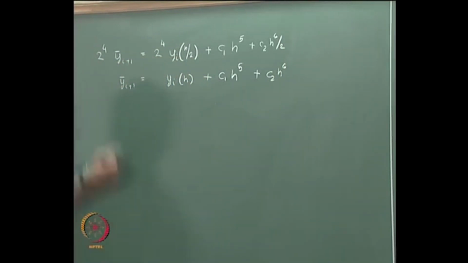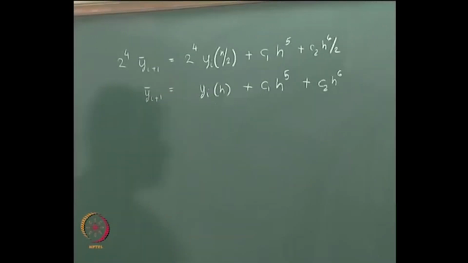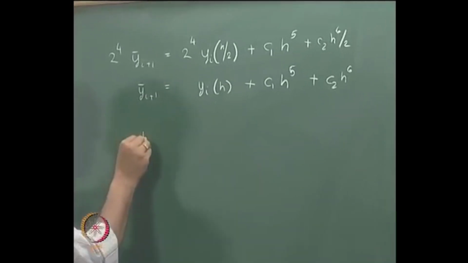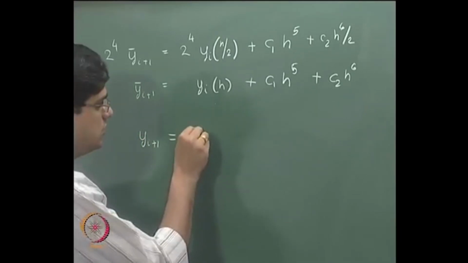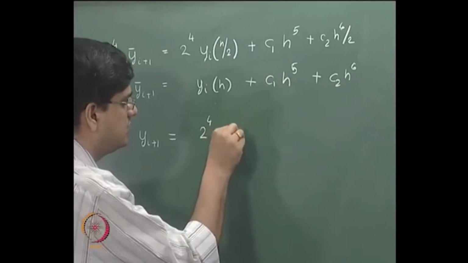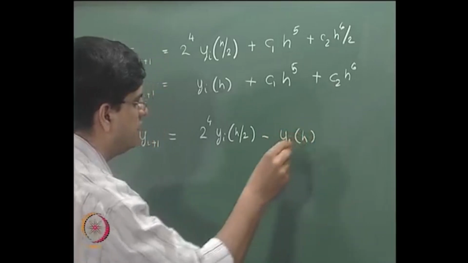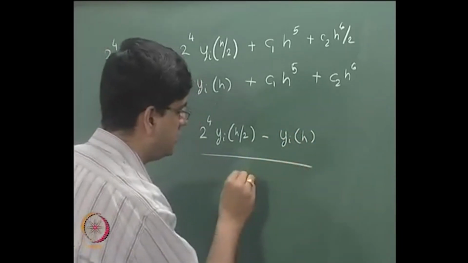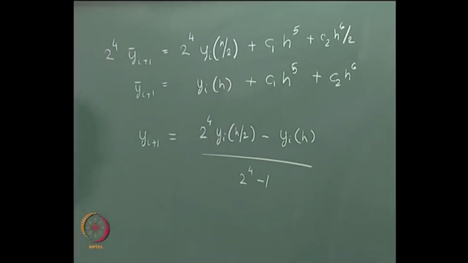Now when we subtract these two equations and then divide throughout by 2^4 minus 1, we are going to get y(i+1) is going to be equal to 2^4 y(i) at h/2 minus y(i) at h, divided by 2^4 minus 1. So this is essentially what we are going to get.